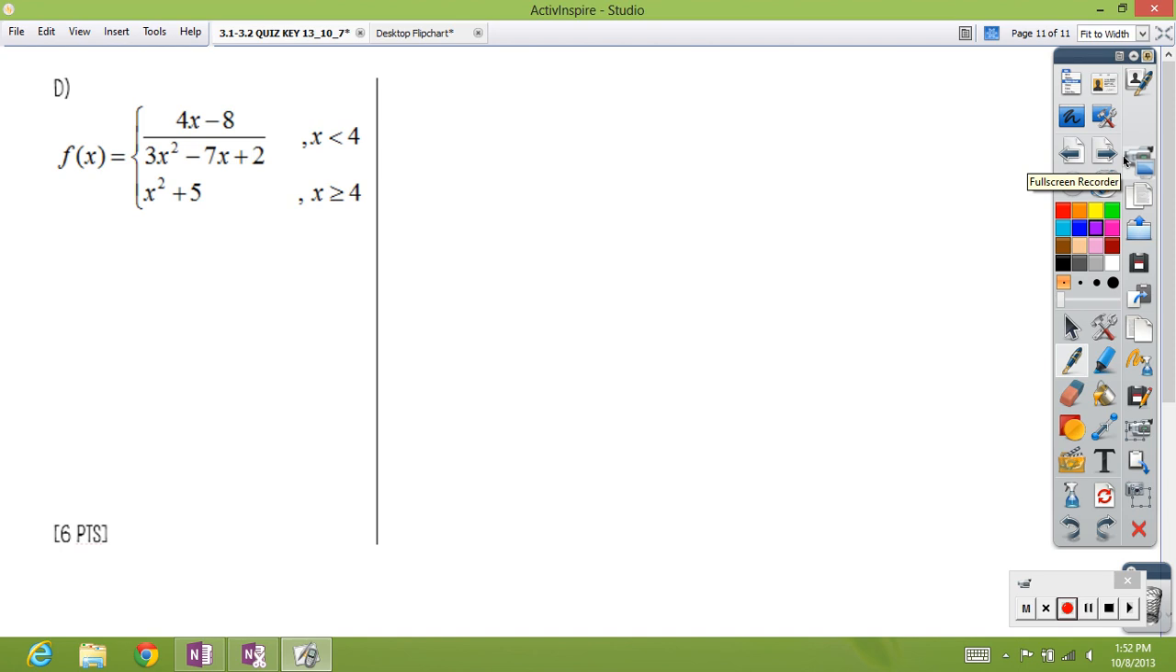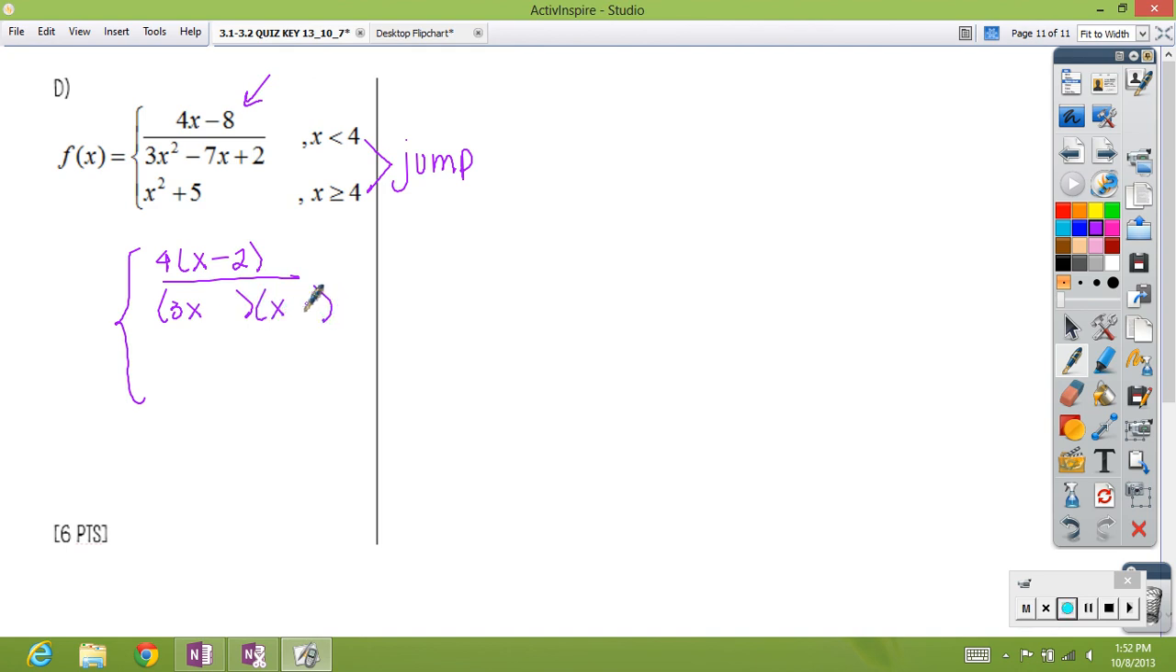Last one here. We have a lot of things going on. I have a potential jump. I don't know if it's a jump because I haven't checked it. And then I have this guy, which is very factorable. So I'm going to rewrite this as 4 times x minus 2 in the numerator. Denominator, I got a factor. Let's see. 6, 7.